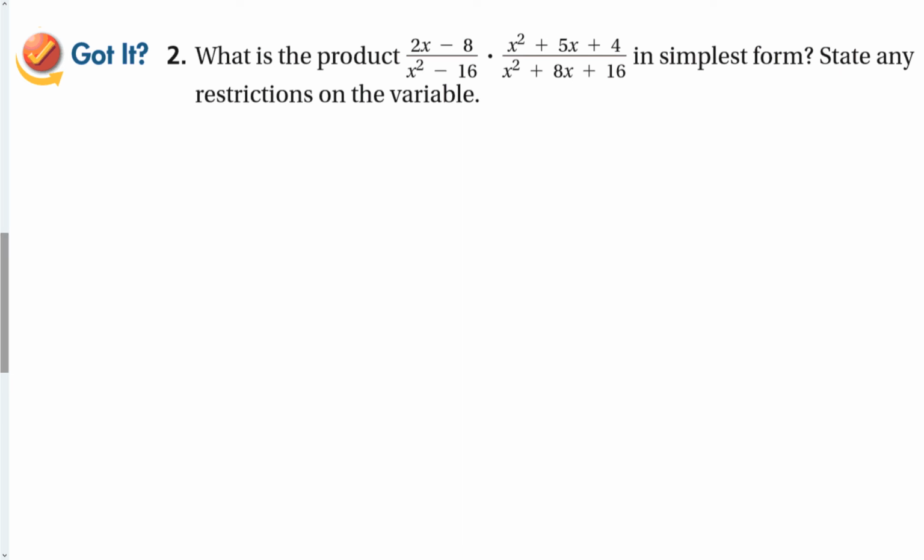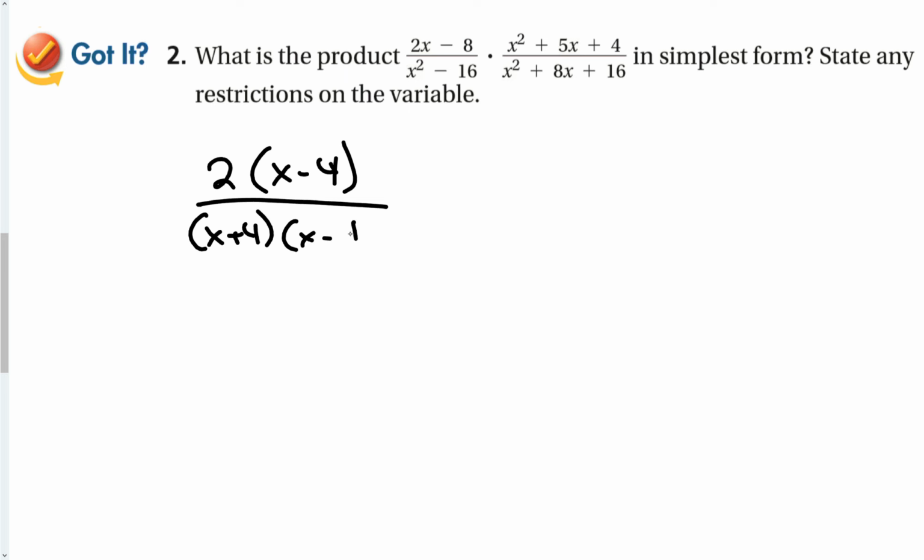Let's try this one. Again, factor first. Factor out a 2. That leaves me with x minus 4 over... That is the difference of two perfect squares, so that is x plus 4, x minus 4. Let's just wait a second. We'll get them all done, and then we'll start canceling.